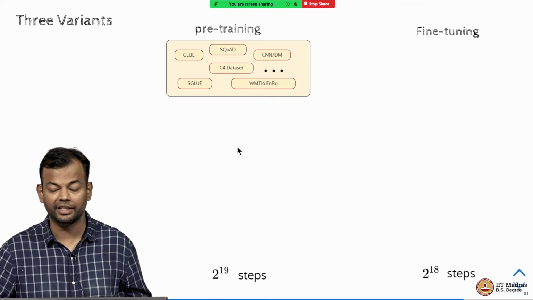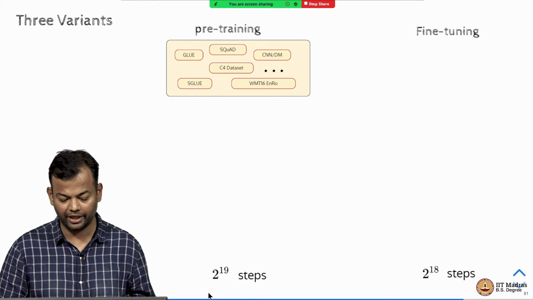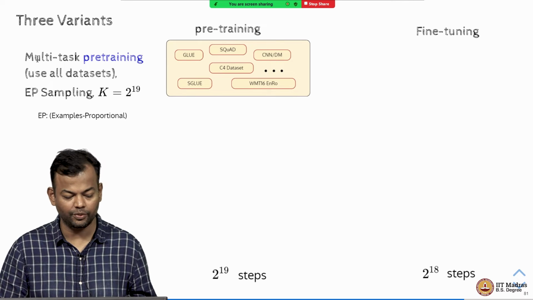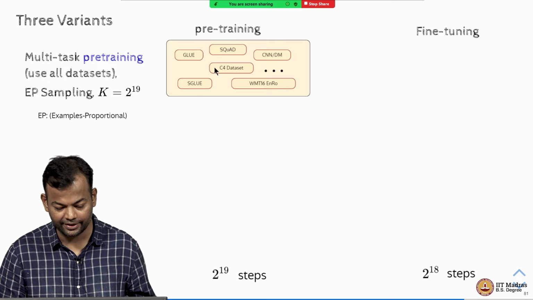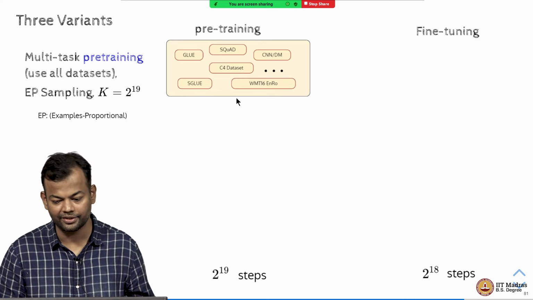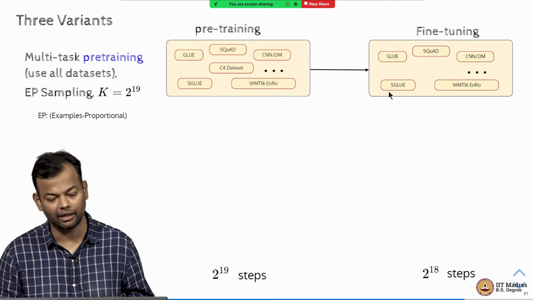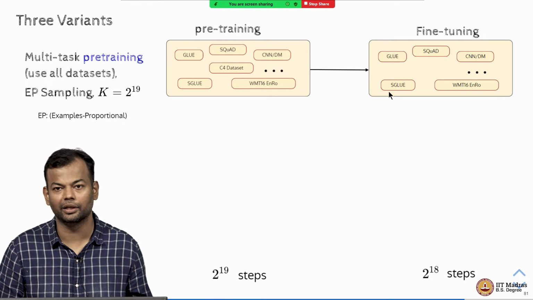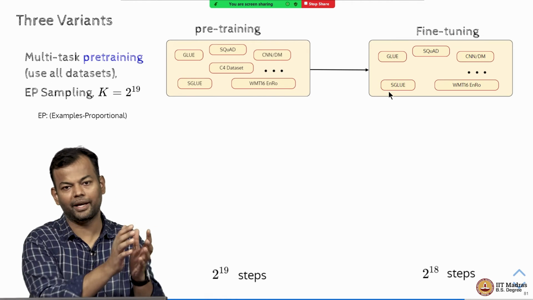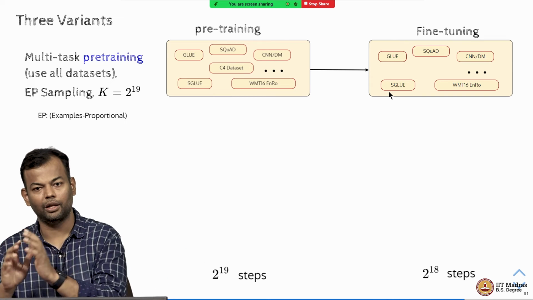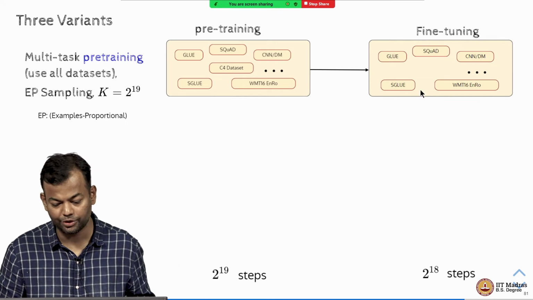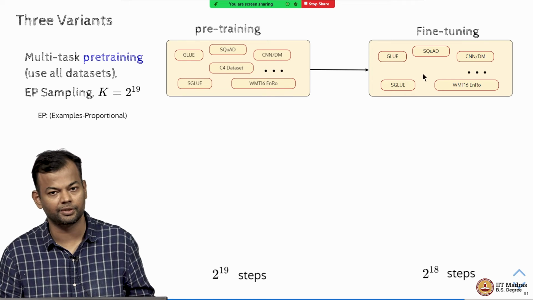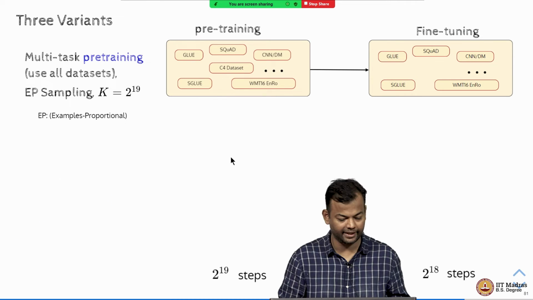Okay. So they consider 3 variants in this setup, right? So remember, pre-training for 2 raised to 19 steps and then fine-tuning for 2 raised to 18 steps. The first was multitask pre-training where you use all the data sets. So you have the C4 data set as well as all the data sets and then fine-tune again by jointly combining all the data sets. This looks like the naive or the simplest thing to do, right? I mean, not putting much thought into it, just combine all the data sets during pre-training, then combine all the task-specific data sets during fine-tuning. Of course, during fine-tuning, you won't have the C4 data set because that's the pre-training task. That's not a specific task on which you are evaluating at test time.